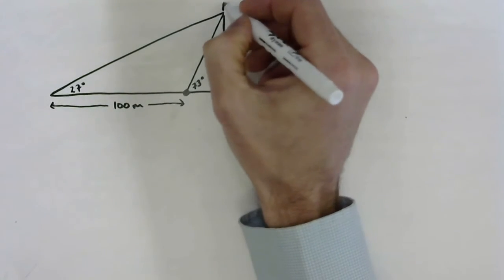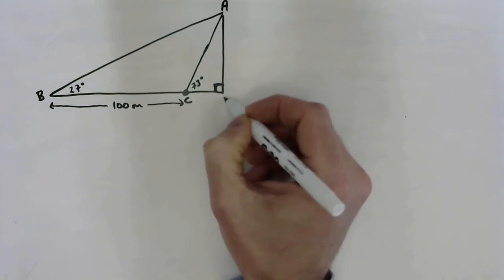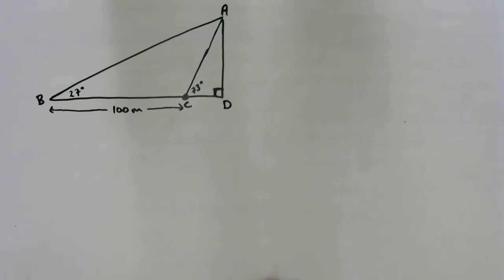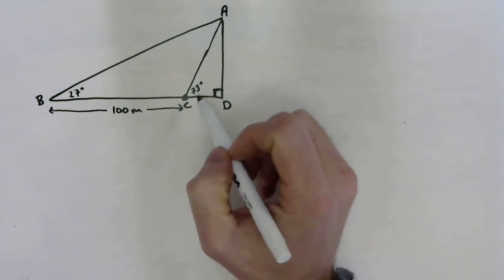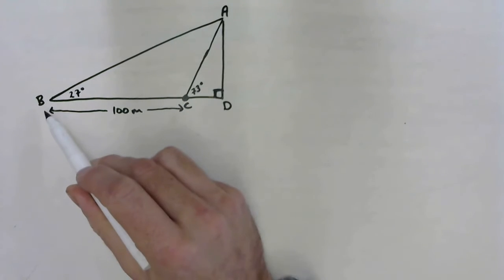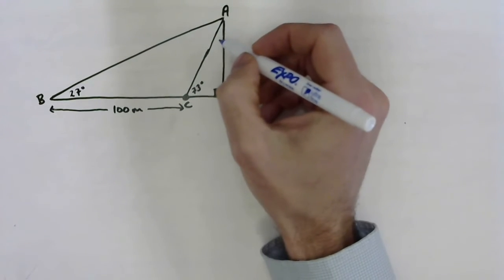Give myself some vertices to talk about, A, B, C, D. And so now I have two triangles to talk about. I want to make sure I'm talking about right angle triangles. So I have triangle ADC and I have triangle ADB. And again, there's a little bit more information that I can figure out. I'm going to have to be careful.